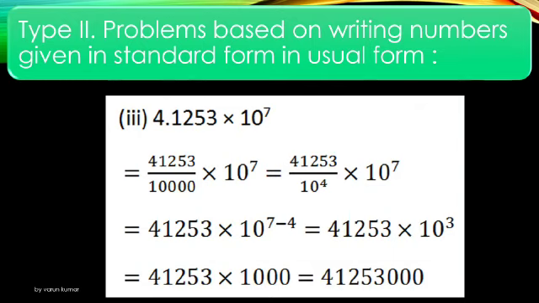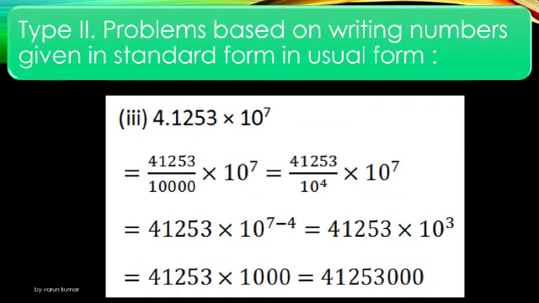See here, suppose the example 4.1253 into 10 to the power 7. First we have to remove the decimal, and for removing the decimal we have to write 10,000 below 41253. So we write 10000. Again we have to multiply by 10 to the power 7. Now 10,000 can be written as 10 to the power 4. So we get the result 41253 by 10 to the power 4, into 10 to the power 7.